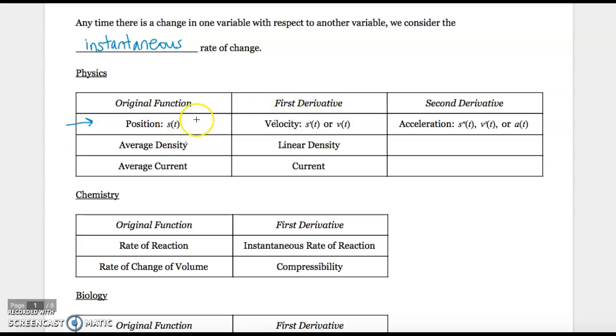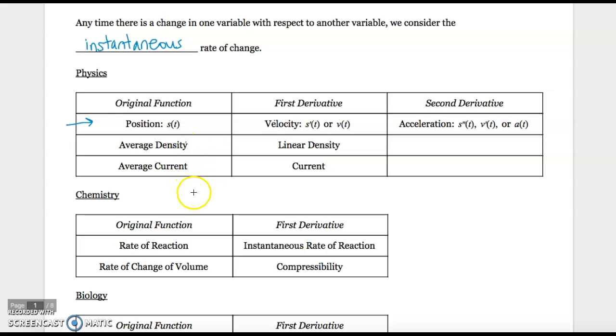So if your position function is your original function, velocity would be the change in position over time, so that'd be the derivative of position. And then acceleration is the change in velocity over time, so it's the second derivative of position or the first derivative of velocity. These concepts have very specific function names associated with them. Position functions in physics are usually labeled S, velocity is V, and then acceleration is A.